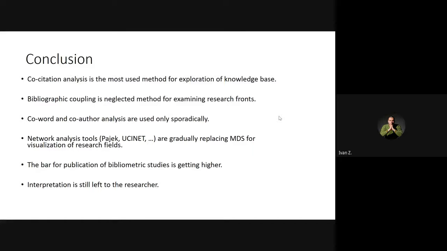And just because of the large number of bibliometric studies being published, the bar for publishing them is actually getting higher. And what I would say is interpretation is still left to the researcher, and interpretation is actually the hard part. So I would conclude here.